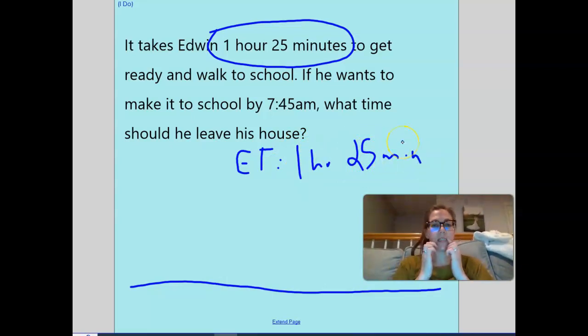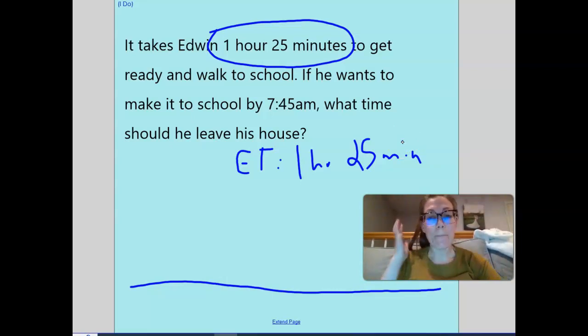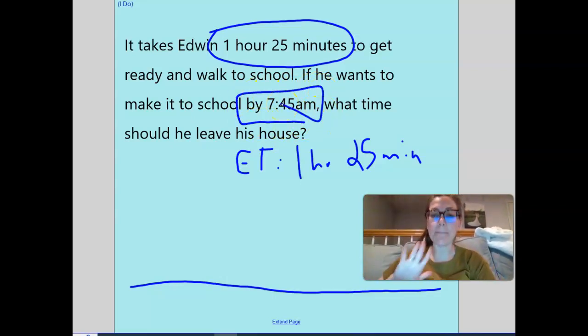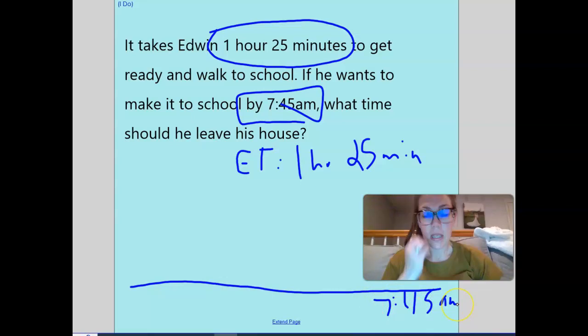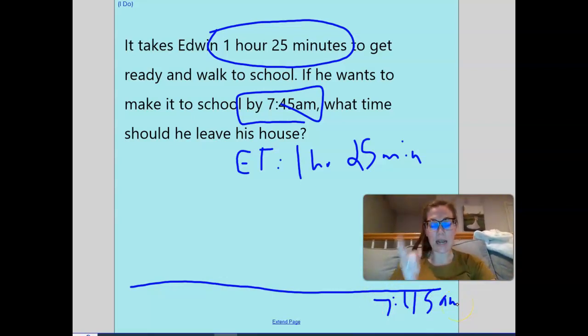Okay. It says that he has to get to school by 7:45. And this is talking about getting ready and walking. So that means when they say by a certain time, that's their end time, when they have to stop and be somewhere. So that's going to go on this side, 7:45 a.m. And now I can visually see that I have my elapsed time and my end time. So I have to work backwards.